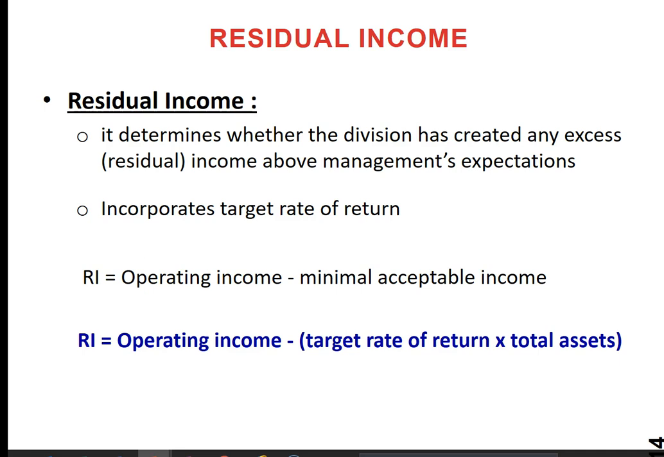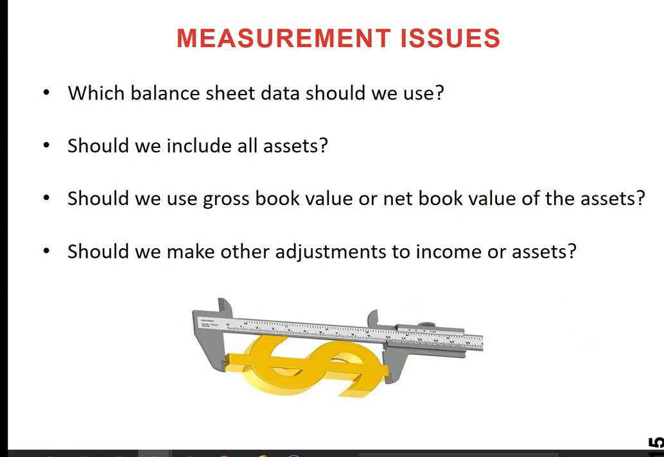Then the other item we need to know is called residual income. This number tells you whether a specific division has created any excess or residual income above the manager's expectations. The manager may set you a certain target, and then you have to check what's the actual operating income and how much extra you actually made on top of that targeted income. So this is the formula: residual income equals operating income minus target rate of return times total assets. You will know the total assets of the company, and you will also know the target rate of return. If you multiply the target rate of return by total assets, you will find your minimum acceptable income, and then you compare this with your operating income, and this is how you find the difference, which you call your residual income.